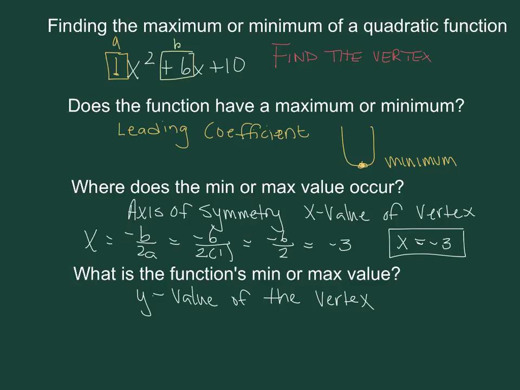And now, because I know what x is, all I have to do is plug that in to the original equation. So negative 3 squared plus 6 times negative 3 plus 10. And negative 3 squared is 9. And 6 times negative 3 is negative 18 plus 10. And 10 plus 9 is 19. And 19 minus 18 is 1. So what is the function's min or max value? It is y equals 1.